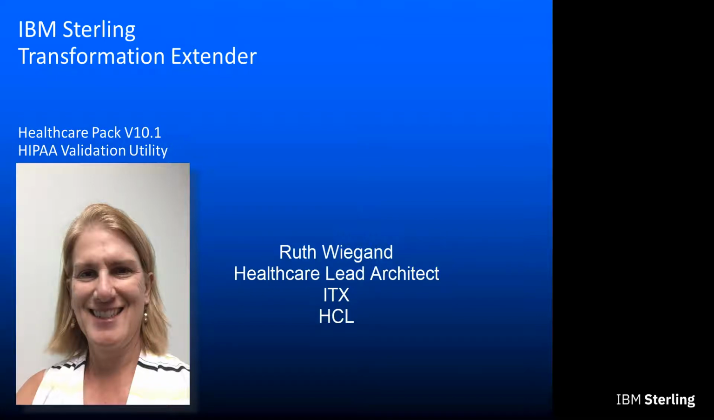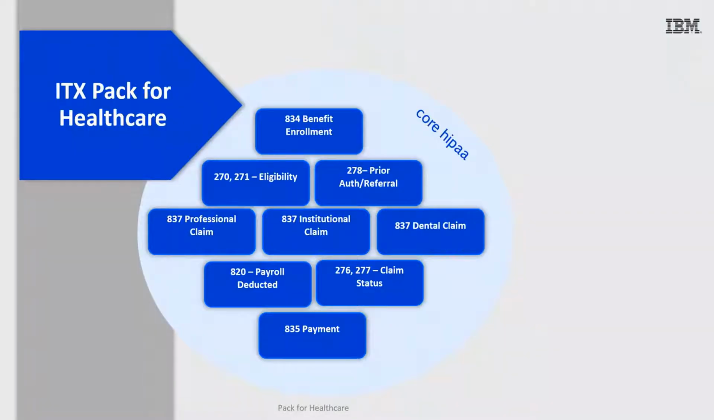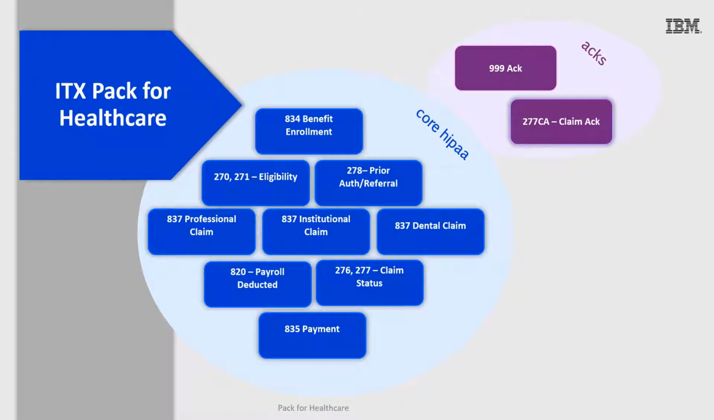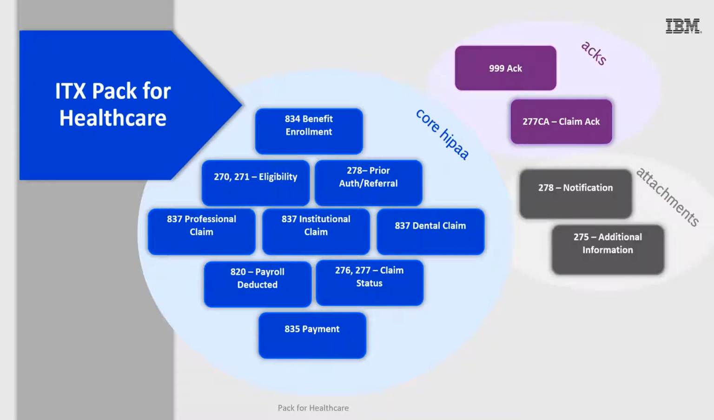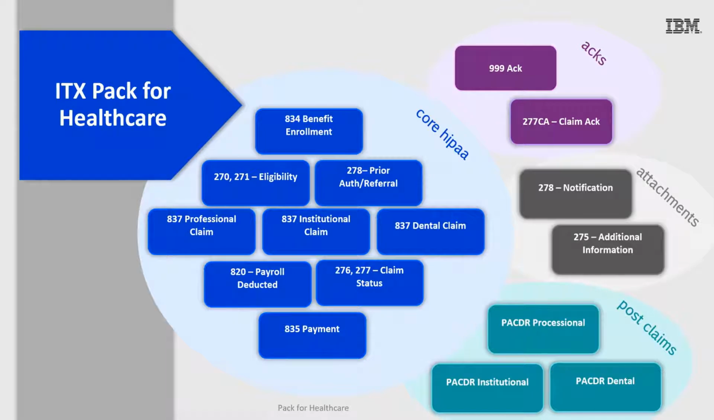This video shows how the Sterling Transformation Extender, PAC for Healthcare, supports HIPAA data compliance. Since the last HIPAA mandate, the scope of expectation for HIPAA data compliance has grown considerably. To be successful, most organizations will need to be able to validate and process not just the core HIPAA mandated transactions, but also the supporting transactions and other associated transactions used in a modern healthcare payments infrastructure. These transactions are all part of the HIPAA data compliance utility.